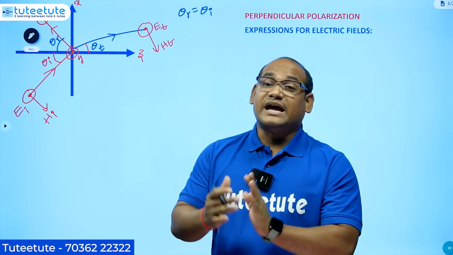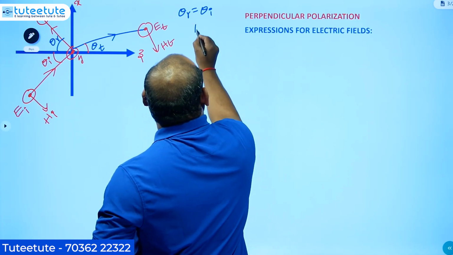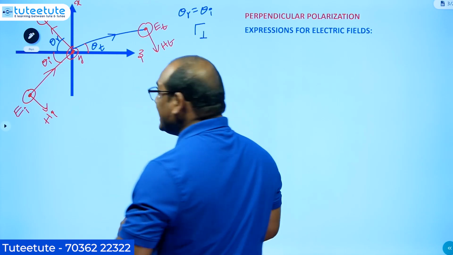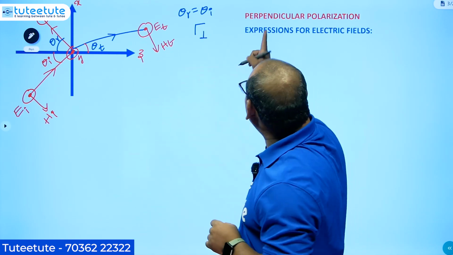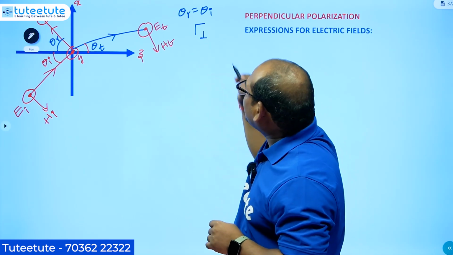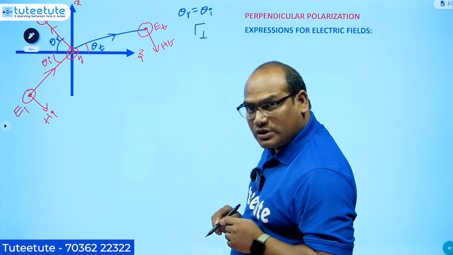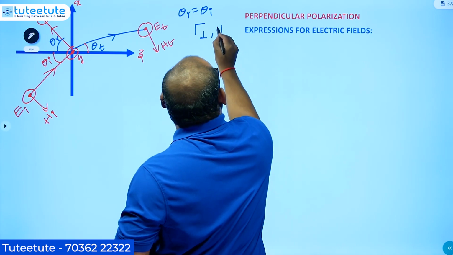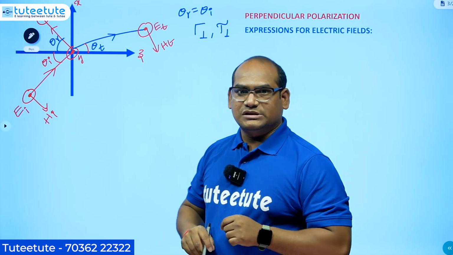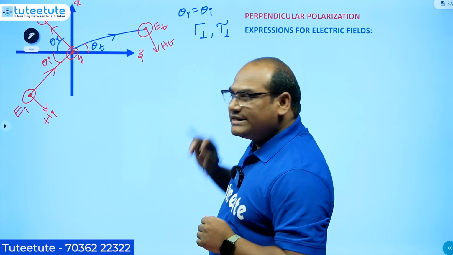We will see that with the help of two things: the transmission coefficient and the reflection coefficient. The reflection coefficient is given by gamma. Since we are working with perpendicular polarization, the perpendicular symbol is given. So gamma perpendicular refers to the reflection coefficient in perpendicular polarization, and tau perpendicular is the transmission coefficient in perpendicular polarization. We will see the same thing in the case of parallel polarization also. Now we need to get these two.